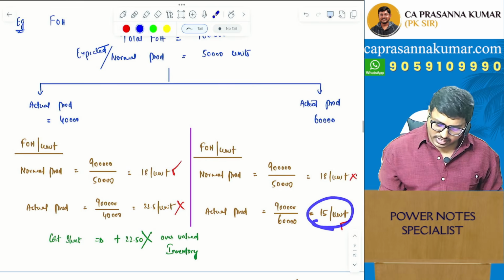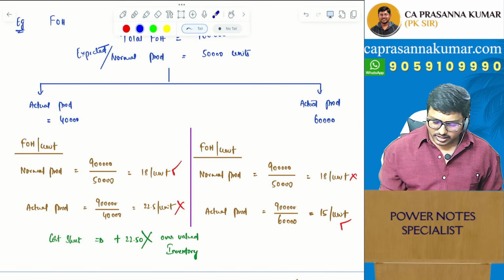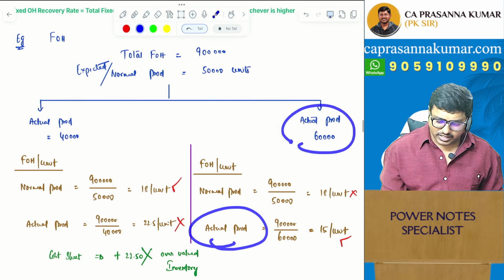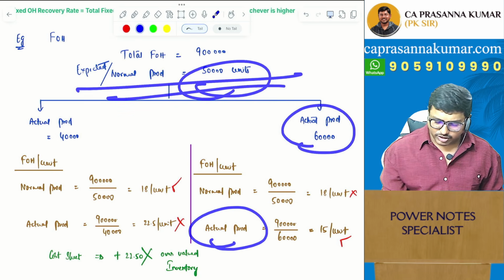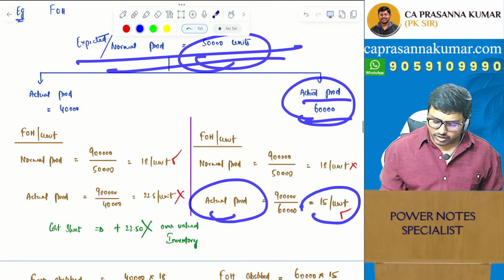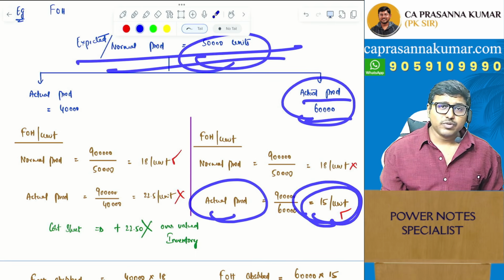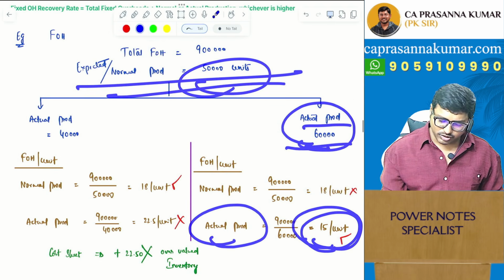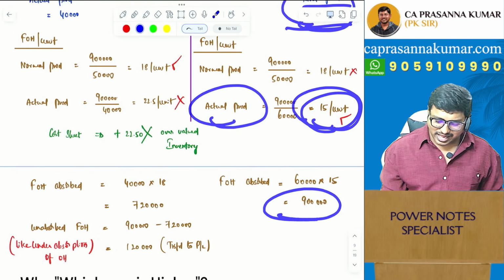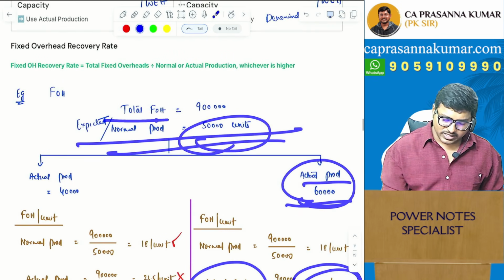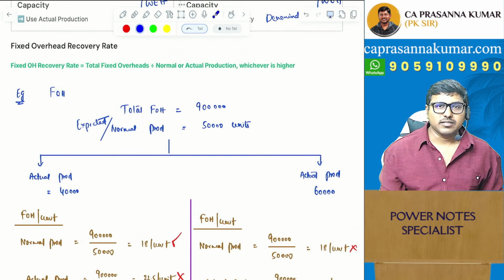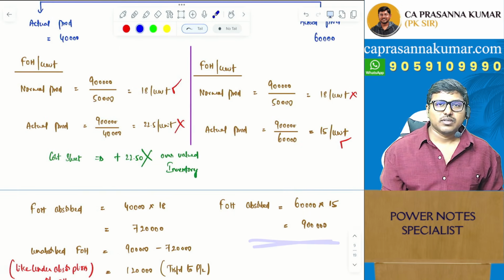Sir, what about this scenario? Here actual production is higher. Therefore, in the denominator, you have taken whichever is higher. When compared to normal production, your actual production is higher. Therefore, I have got 15 per unit. Correct? Now, what should I do? Very simple. This 15 per unit should be multiplied with actual output. What is your actual output? 60. So, in that case, exactly what you have absorbed and what is actual fixed overheads, both will tally in this situation. You got the point?